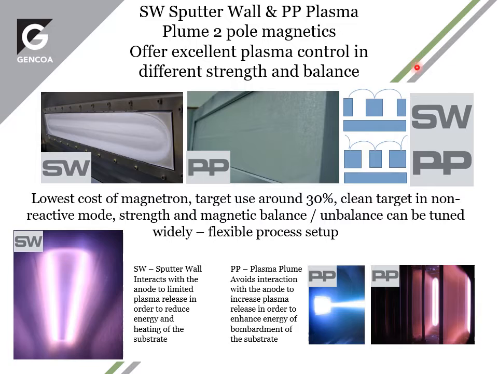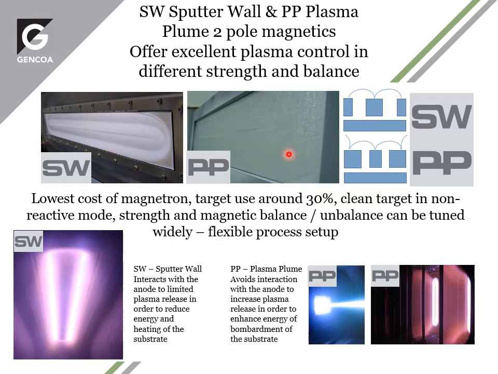So the workhorse of the industry is a two-pole system, basically a closed magnetic trap, north and south, and we call them sputter wall for balanced, SW, and PP, plasma plume, which are unbalanced designs. Balanced designs are designed to create a magnetic trap over the target, which produces the sputtering, but also limit the amount of plasma which escapes from that region.